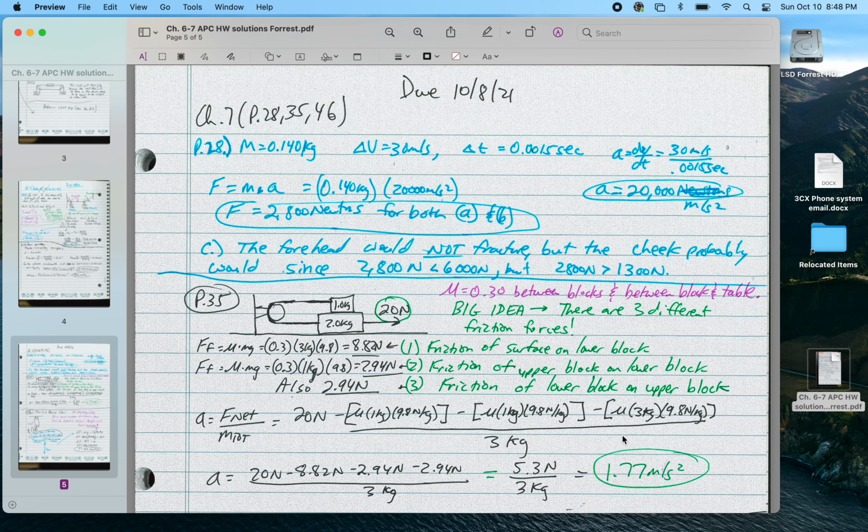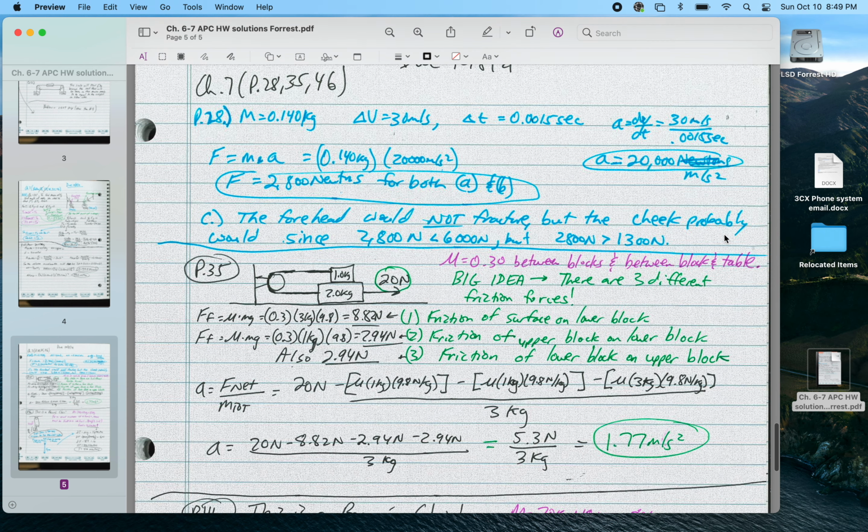Chapter 7, for problem 28. Ended up getting something slamming into a person's forehead or cheekbone. Mass, I think, was a baseball, going from 30 to 0 meters per second in 1.5 milliseconds. So the acceleration is the dv/dt, which was 20,000 meters per second squared. If I apply that with a mass, it's 2,800 newtons of force for both A and B, and that would not crack the forehead, but it would probably crack the cheekbone, based on the information given.